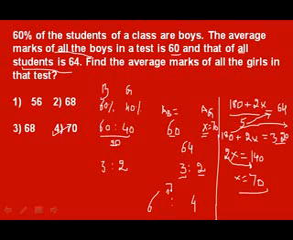So I've checked my answer, and if you don't want to go through this long method, you can simply put in an option, which is the hit and trial method, right? So let's move to our next problem.